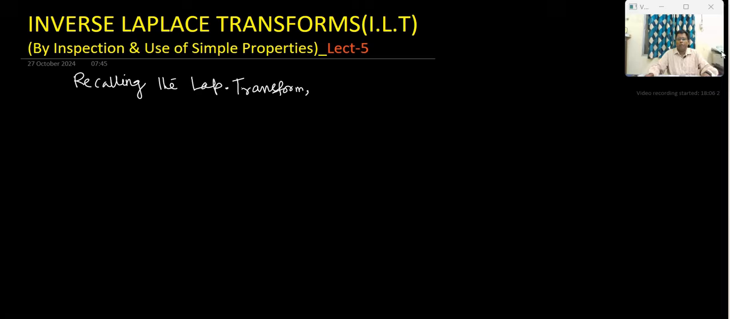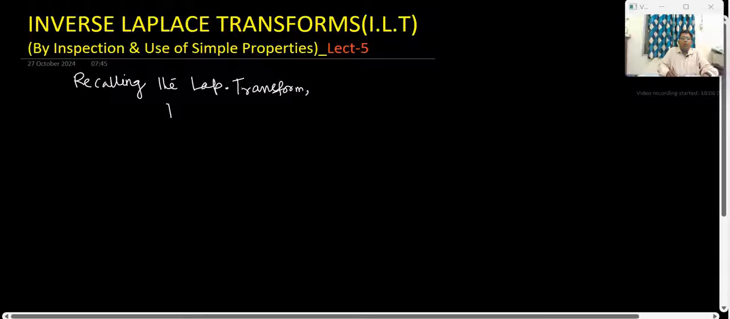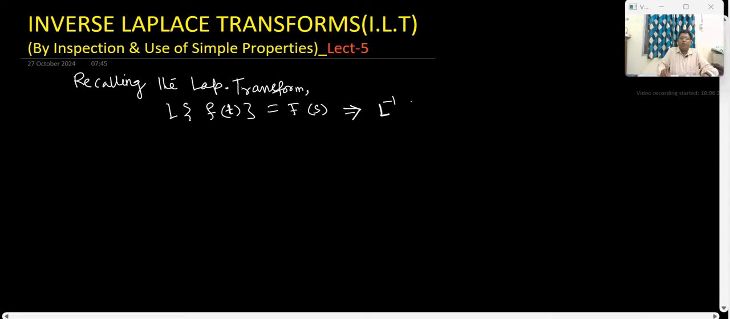Hello everyone. In this lecture, we will discuss the inverse Laplace transforms. Now recalling the first 4 lectures, where we have discussed the Laplace transformations of different functions. Now recalling the Laplace transform, as you know, suppose L of f of t is F of s. Then immediately we get it in reverse: L inverse of F of s is equal to f of t.